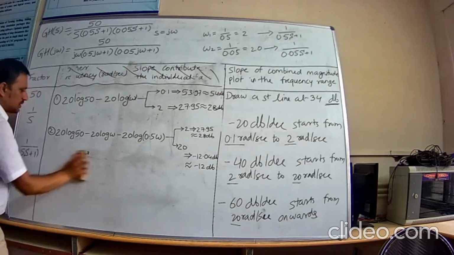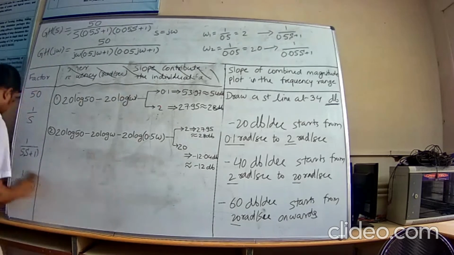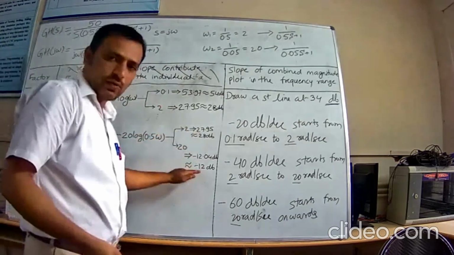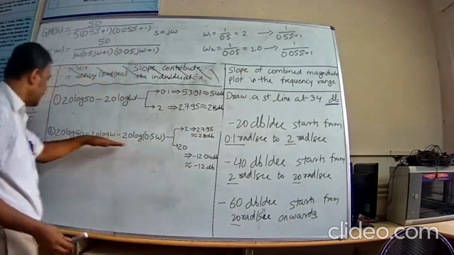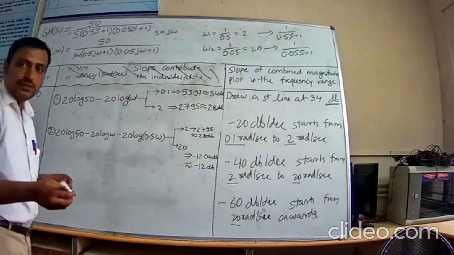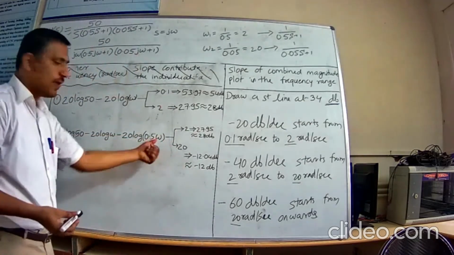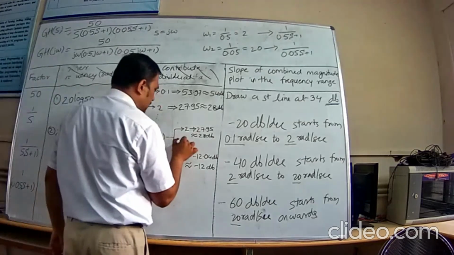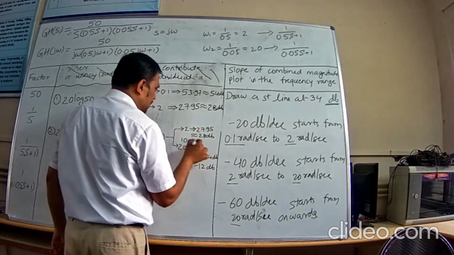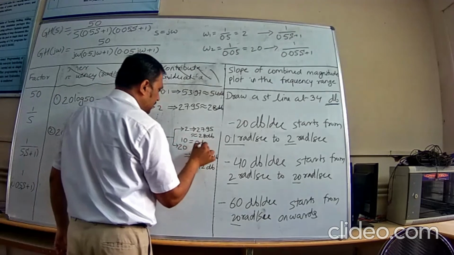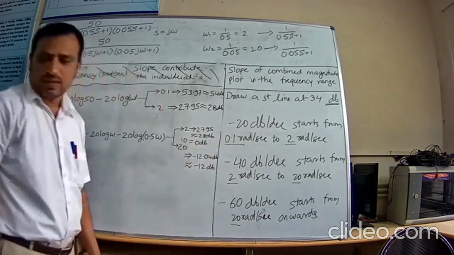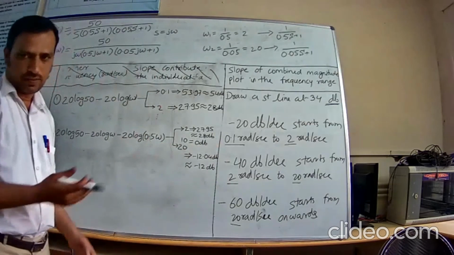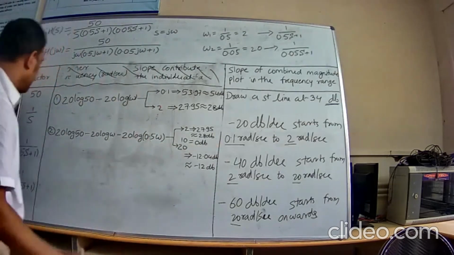Here the value is changing from positive to negative. Hence we have to equate this equation to 0 and then find out the omega value. Then when omega is equal to 10, you get the value as 0 dB. Just equate this equation to 0 and find that omega value.